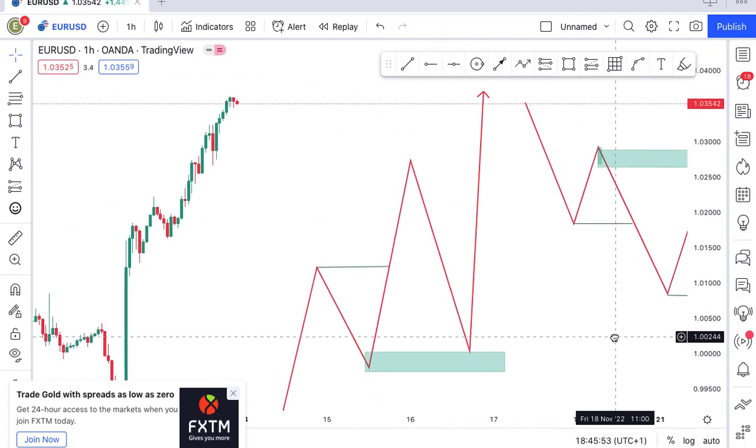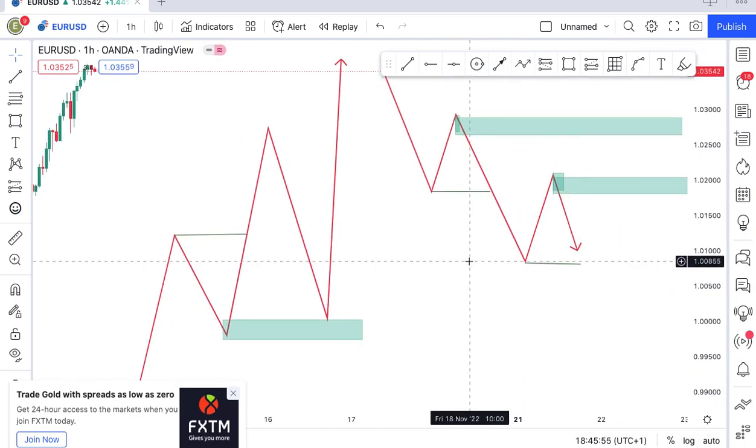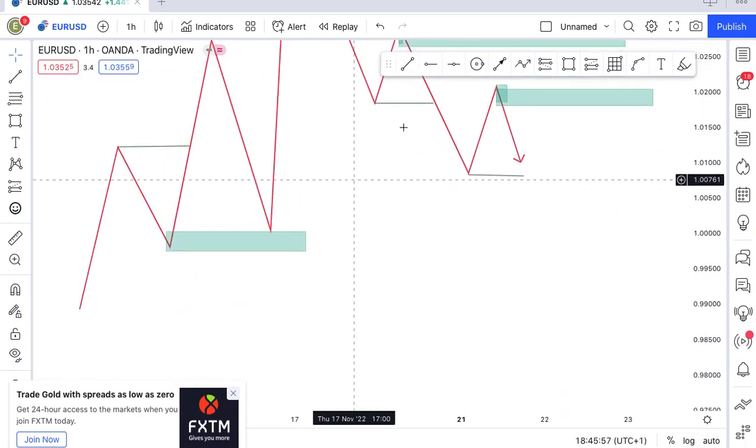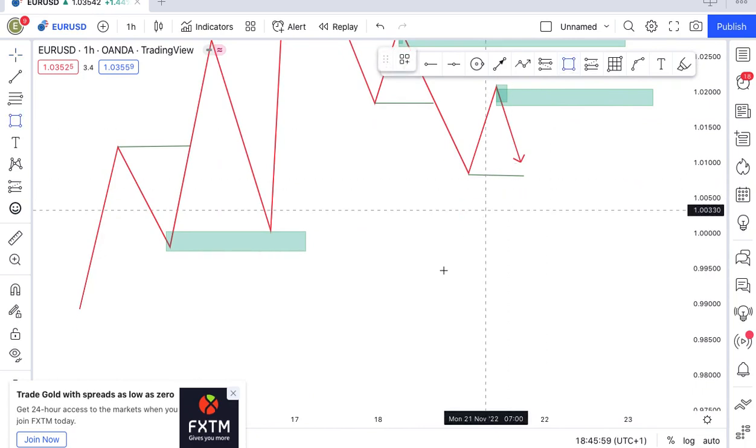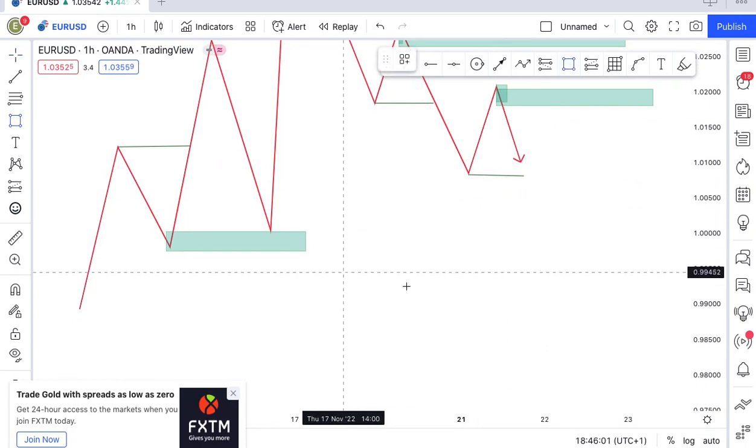So that's that. Now, how do you enter a trade using the order block?